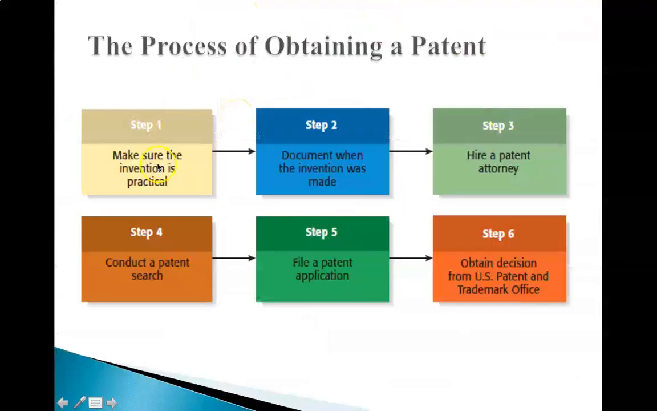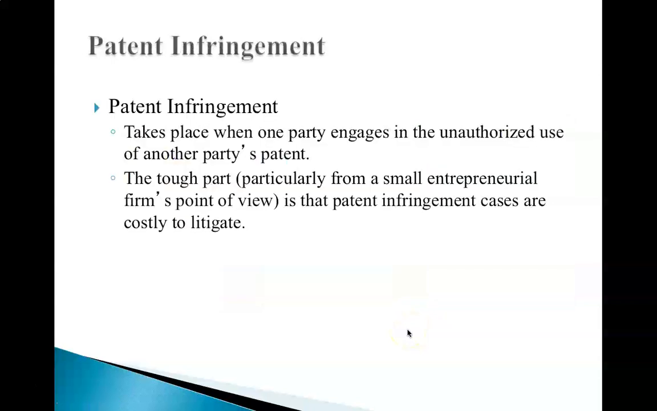Process of obtaining a patent: make sure the invention is practical. So we said utility, useful, etc. Document when the invention was made, hire an attorney, conduct a search, file a patent application, obtain a decision from the US Patent and Trademark Office. And I'm not sure if that is the same here in Bahrain. We will perhaps research that in our next class.